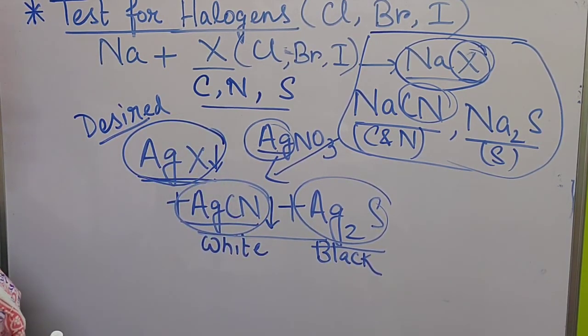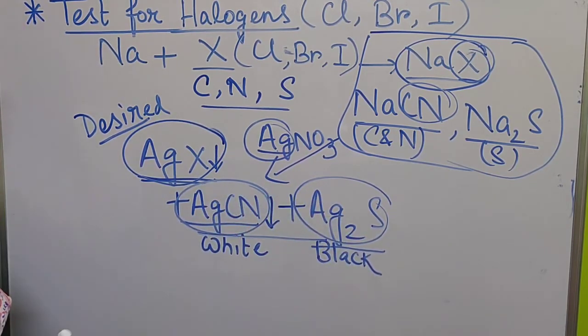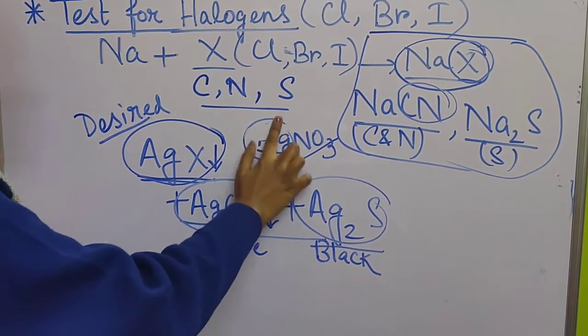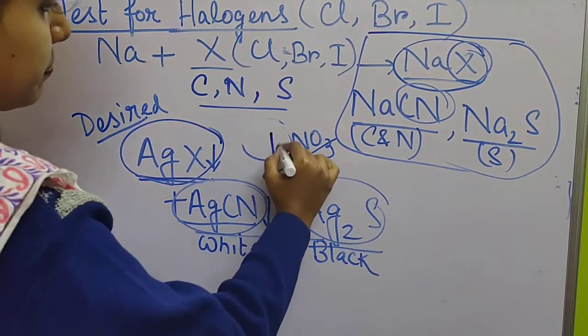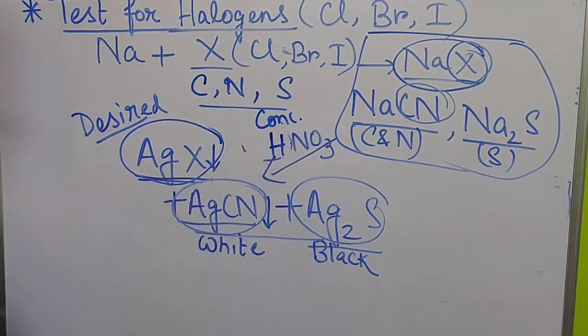So what do we have to do? We have to remove them. For this reason, before adding AgNO3, we have to add concentrated or dilute nitric acid here, before adding the silver nitrate solution.